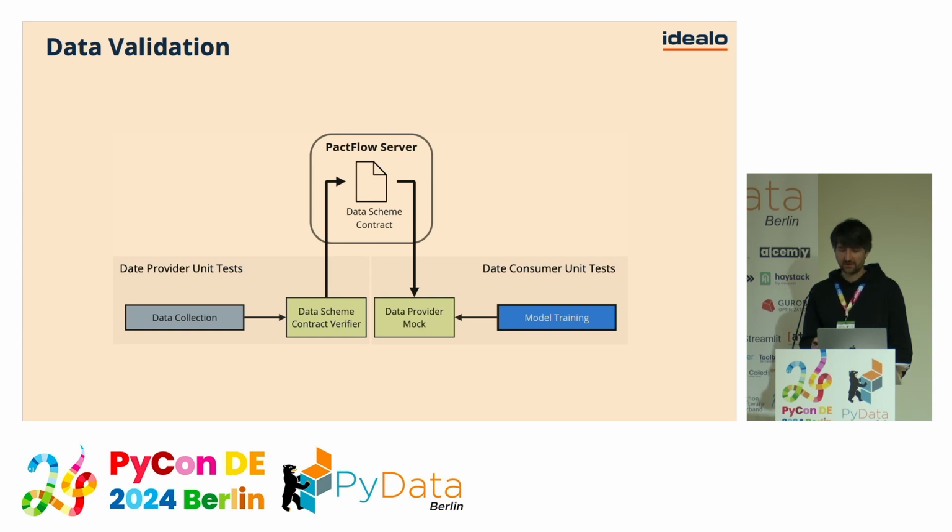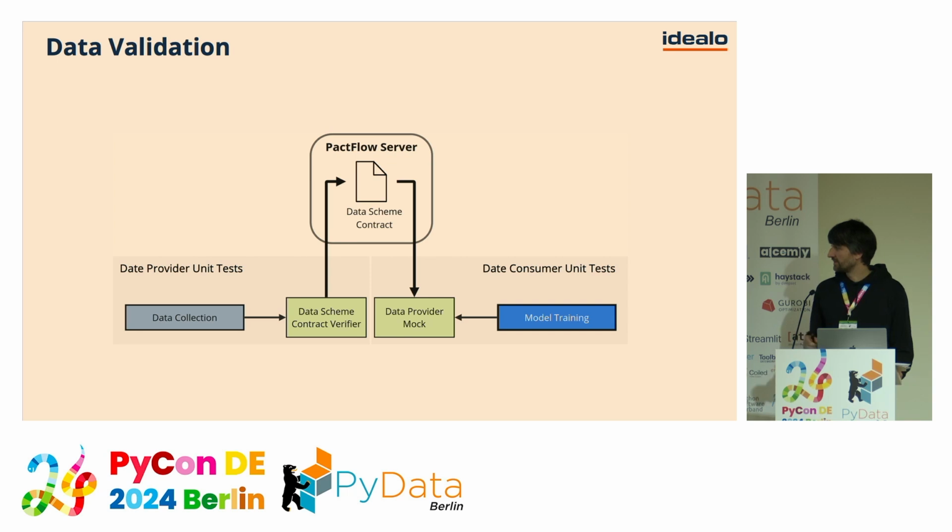We concentrate on validating data schemas, and our idea was to implement a very, very simplified data contract. In fact, we use the same framework, we use a Pact flow server, and we create contracts that contain data schema definitions. We can use these definitions to synchronize the data we store in the model training with the data collection service. The good thing here is that everything runs with unit tests.